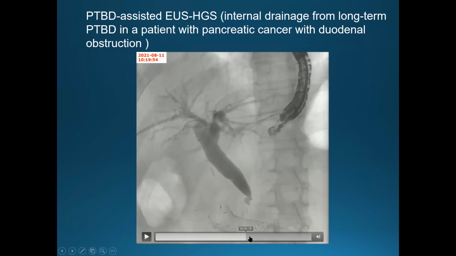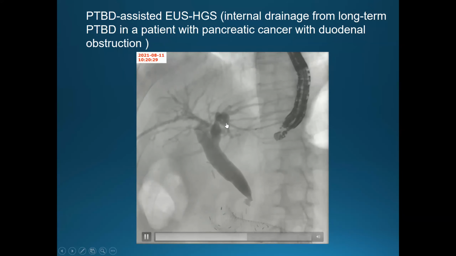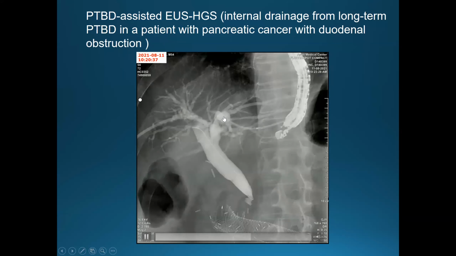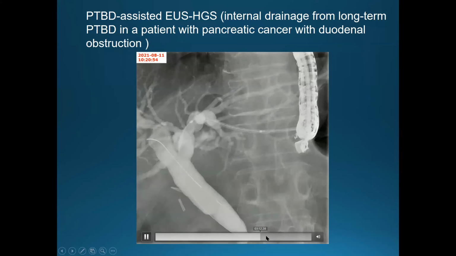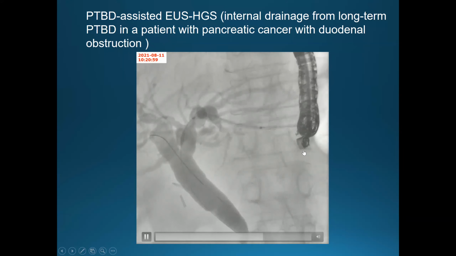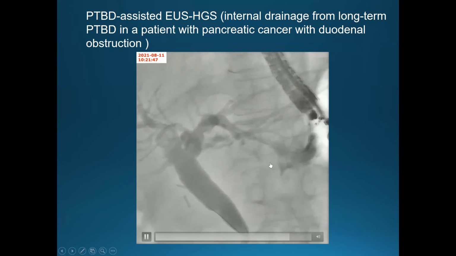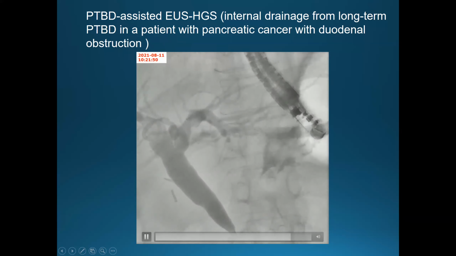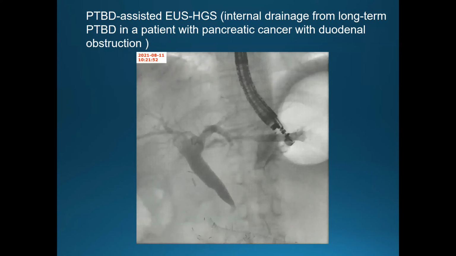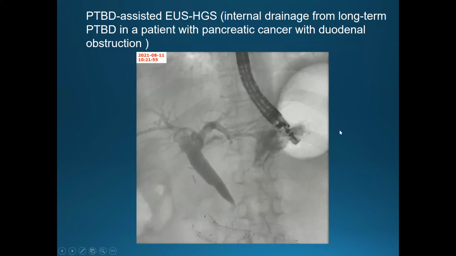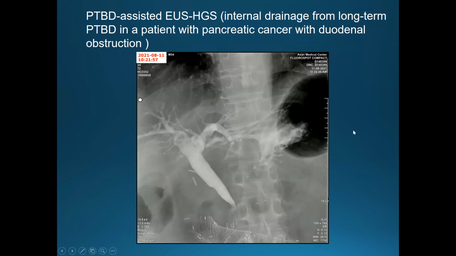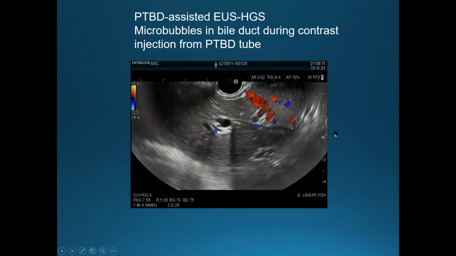Here, as you can see, there is proximal dilation. Here the duct has an uncovered metal stent. This is a partially covered metal stent here. Here is uncovered, and the remaining is fully covered metal stents. So I think for hepaticogastrostomy, a very stable scope position and pushability are very important for successful EUS-guided HGS.